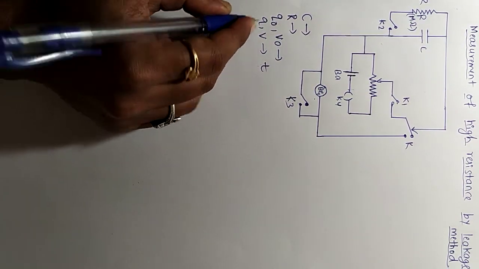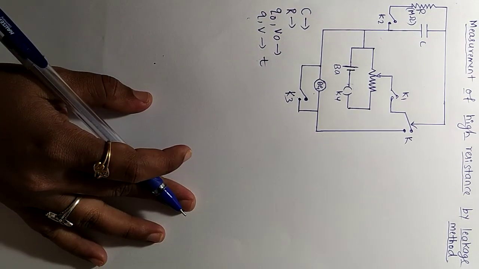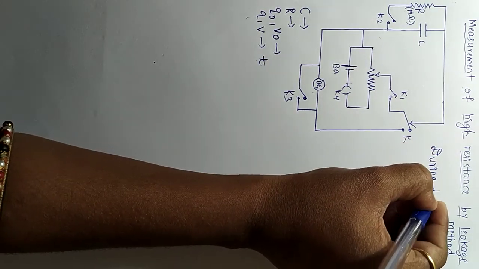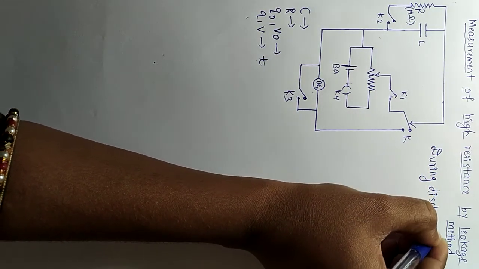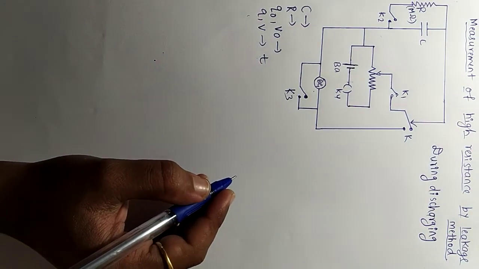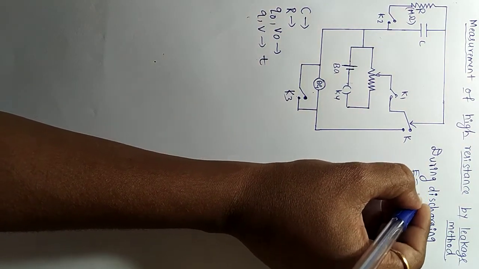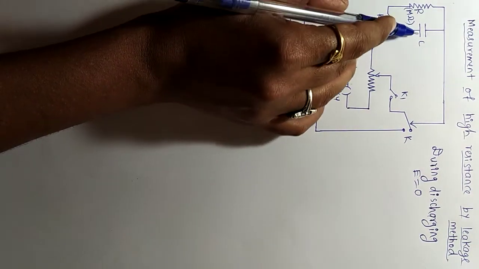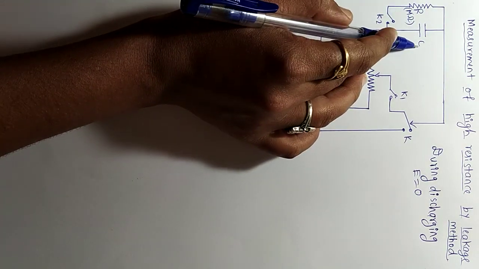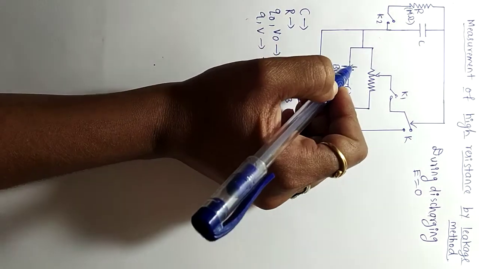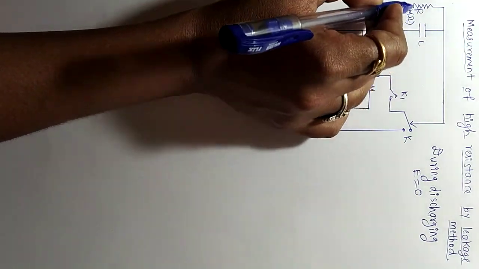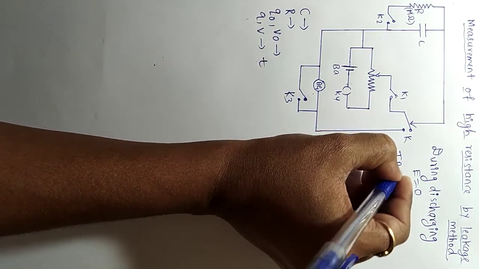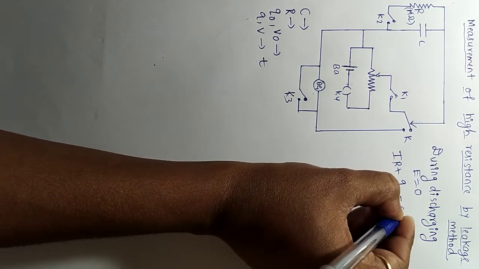I'll write here, during discharging of a capacitor. During discharging means there is no voltage from the battery, that is E is equal to 0. But already we know this is an RC circuit, because it contains the resistor and the capacitor. So when the voltage is supplied, it is distributed among these two, R and C. So we are getting I into R plus Q by C, which is equal to 0.